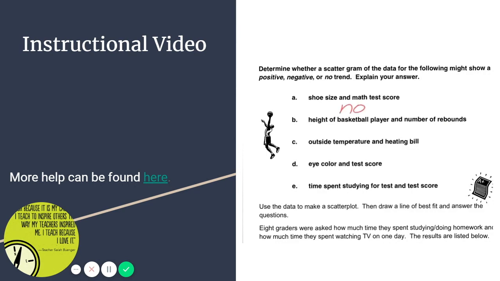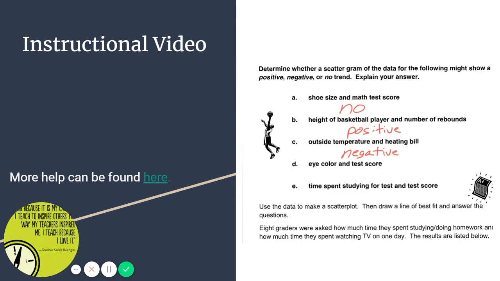This is no trend. The height of a basketball player and the number of rebounds. What we can say in the general sense is that in the game of basketball, the taller you are, the more likely you are to get a rebound because you can reach higher than other people. So we're going to give this a positive trend. Taller players get more rebounds. Outside temperature and heating bill. This is going to be negative because as the temperature on the outside goes up, so as it gets warmer outside, you're going to use heat less. So your bill will go down. So that's a negative trend.